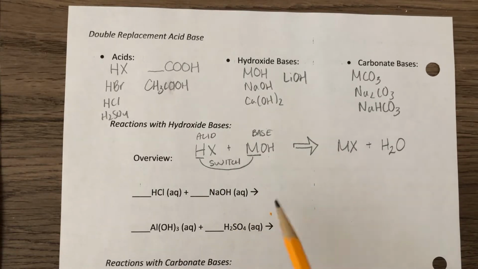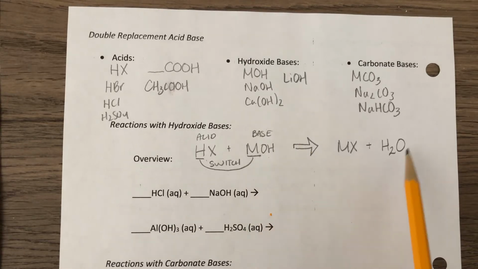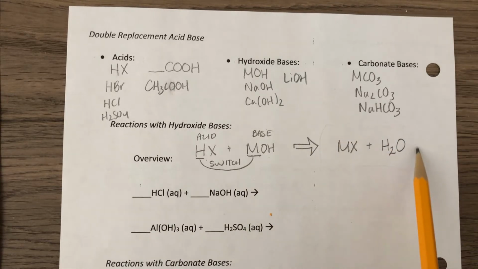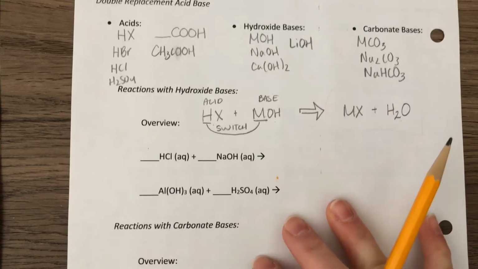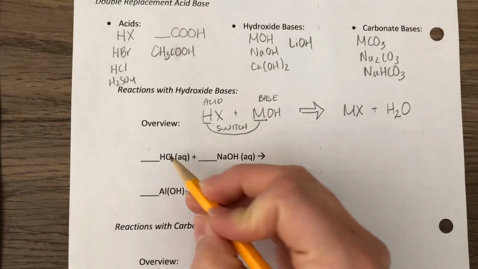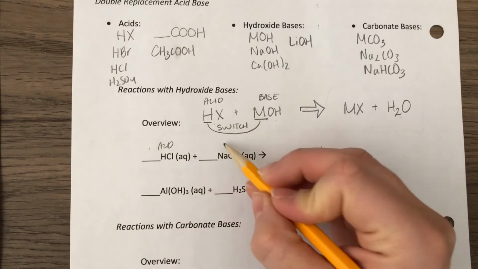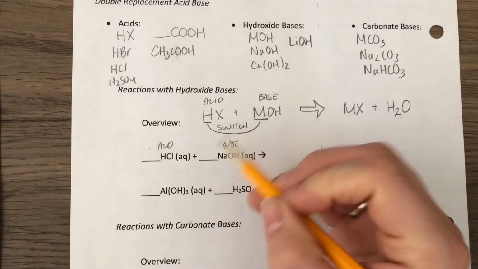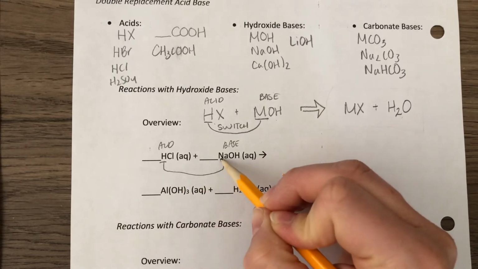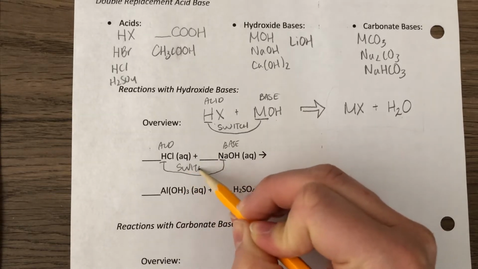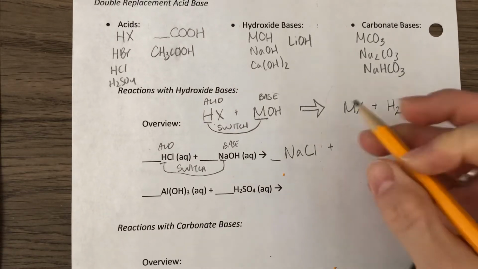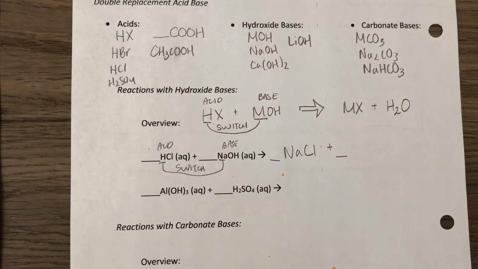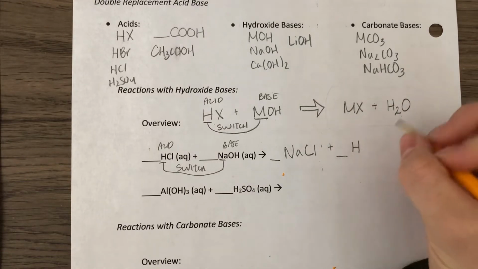In order to be an acid-base reaction, you have to have an acid and a base reacting, and they will make neutral products, which is an ionic compound and water. So, for example, this is our acid, and this is our hydroxide base. The hydrogen and the sodium are going to switch spots with each other. So that's going to put sodium with chlorine and hydrogen with hydroxide, which is HOH or water.